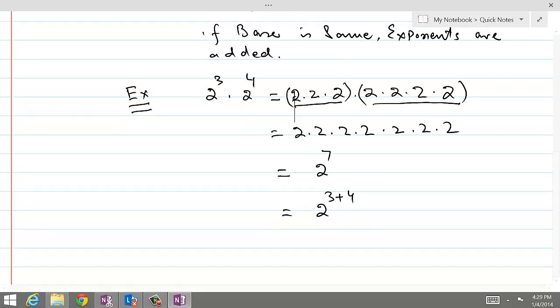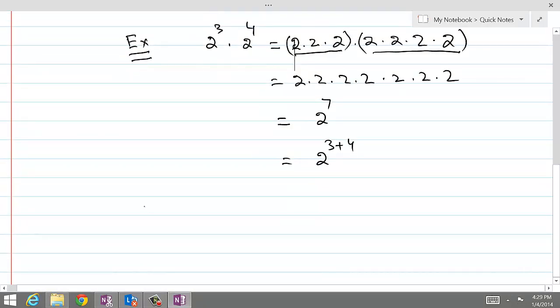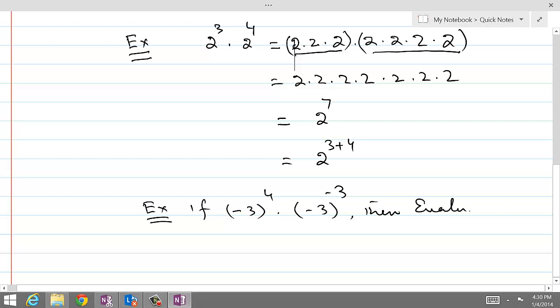If we do another example, probably this example would be easier to follow, in which we say minus 3 power 4 times minus 3 power minus 3. Evaluate. So if we were to evaluate this, what would be the expression?